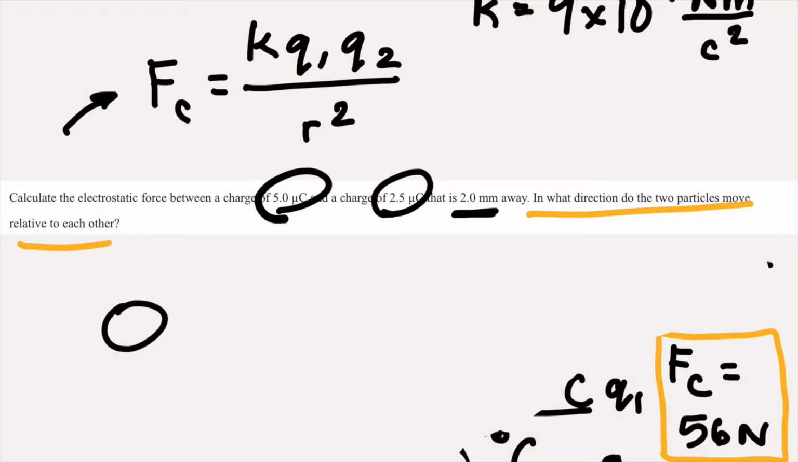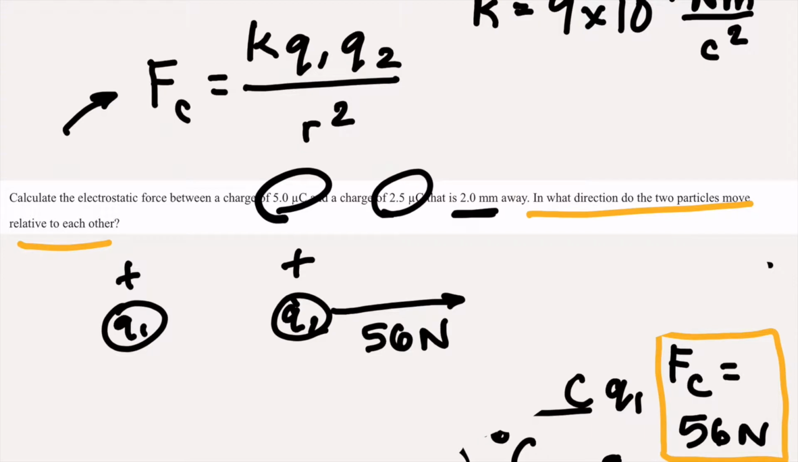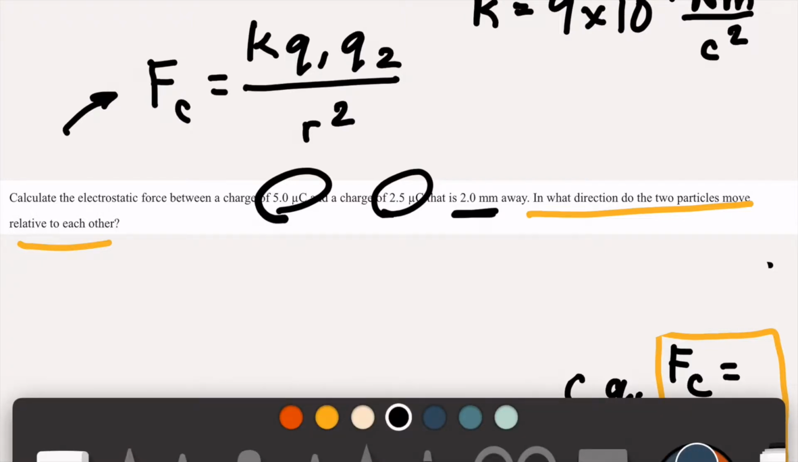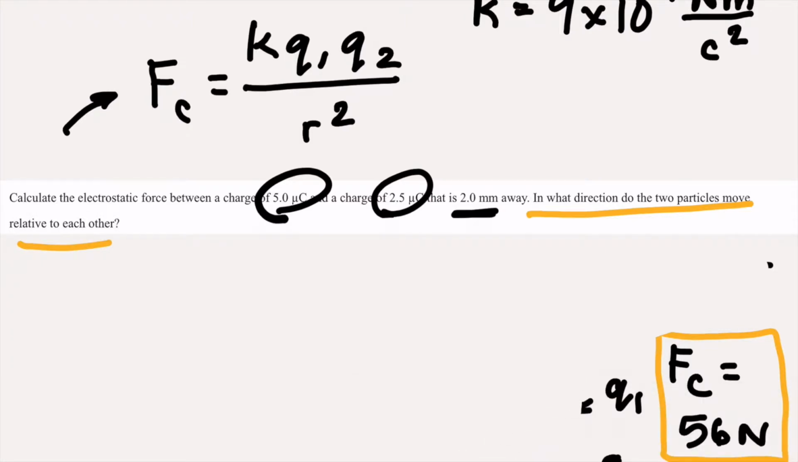So let's say we have our Q1 right here, and let's say we have Q2 right here, and this one here is positive, and this one here is positive. What this is going to look like is 56 newtons is exerted on Q2 due to Q1, and 56 newtons are also going to be exerted on Q1 due to Q2. These two then are going to move away from each other because they are the same charge. There we go. Okay. So that's where the particles will move relative to each other.